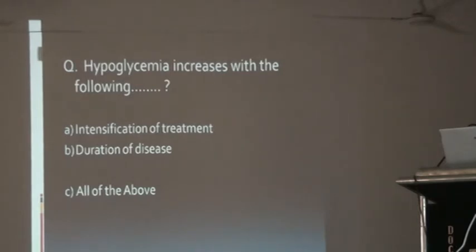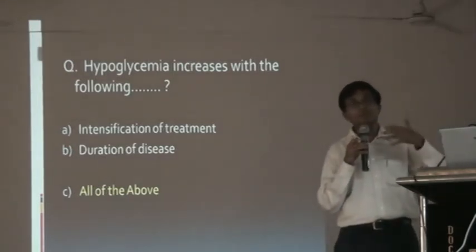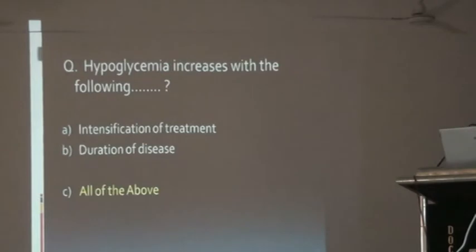Hypoglycemia increases with intensification and duration of diabetes. C, all of the above. A. Not B? No. Everybody, right? Okay, now this has something to do with it. We'll come to this. As you grow old, if your glycemic control is not adequate, ten years down the line you still have poor control, your A1C is say 8, 9, and you are having repeated hypoglycemic spells to control it, this is very common.